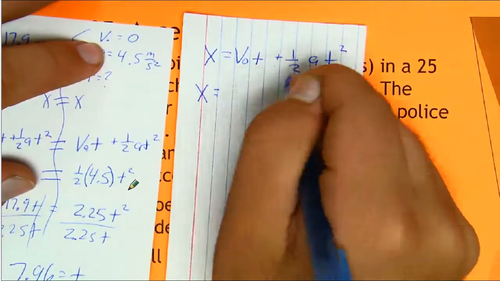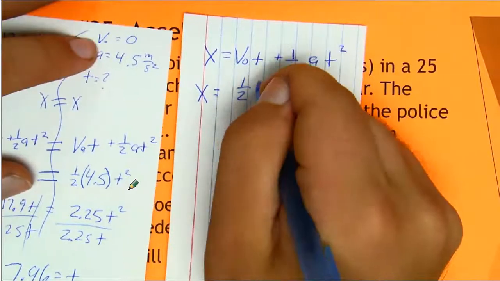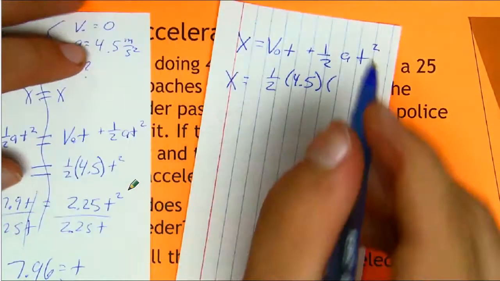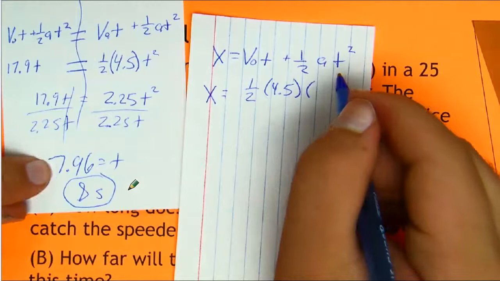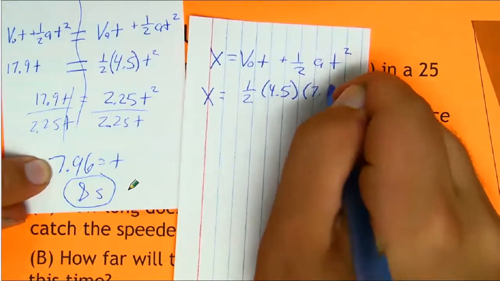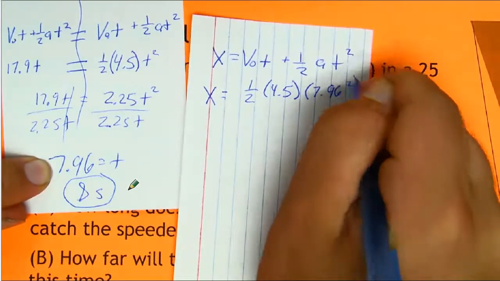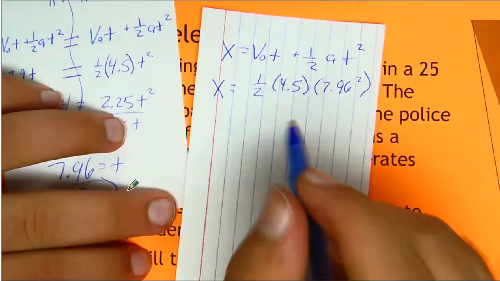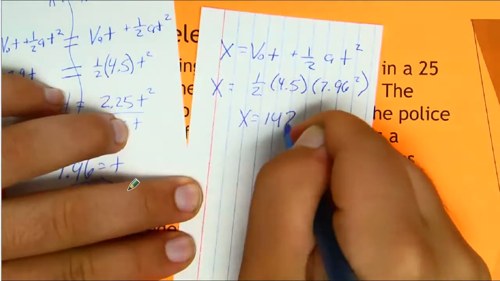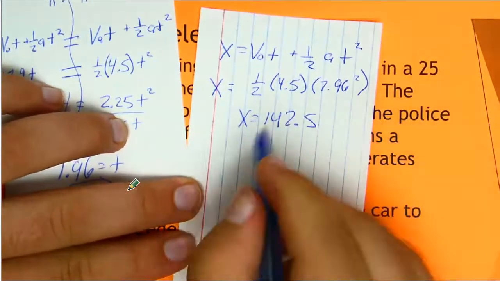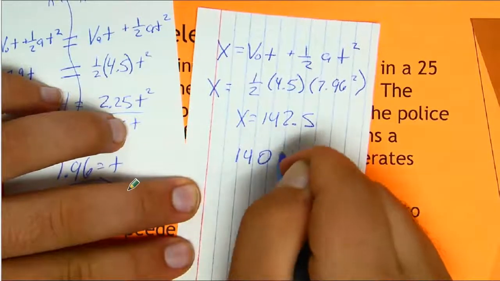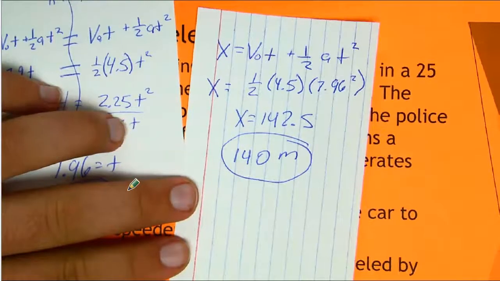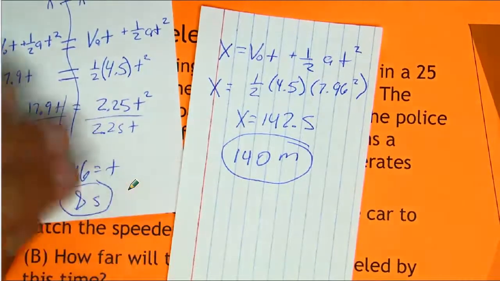And then one half the acceleration, 4.5, times the time it took squared. So my time was theoretically, in reality, 7.96 squared. You plug that in your calculator. X is going to be equal to, I got 142.5, but I only need 2 sig figs, so 100. Okay, so that wasn't too bad, using the same equation.